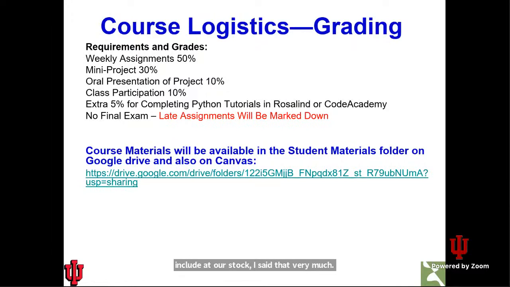Course logistics. People usually want to know about grades. There are going to be weekly problem sets, which will be 50%. The main work of the class will be a mini project, which will be 30%. They'll do an oral presentation of that. That'll be 10%. Class participation is 10%. I'm not exactly sure what that means. Basically it's a way for me to give you a few extra points usually. If you don't show up, then maybe that's an issue.